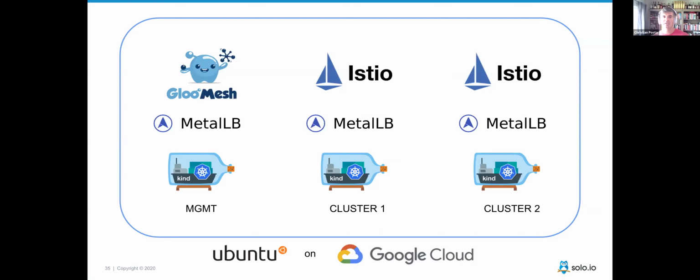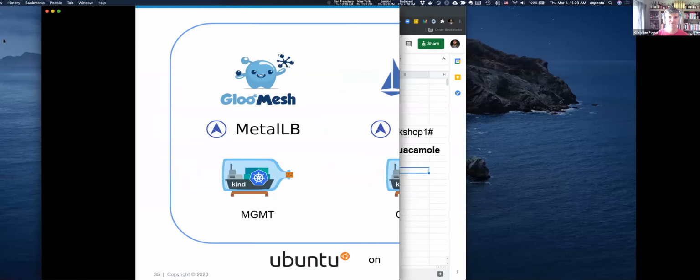And we're going to run this all on Kind, Kubernetes in Docker, where we'll have 3 different clusters, 1 for the management plane, 2 for the Istio service meshes. We're going to run this on VMs that you will have access to.